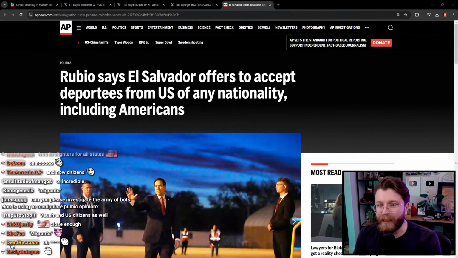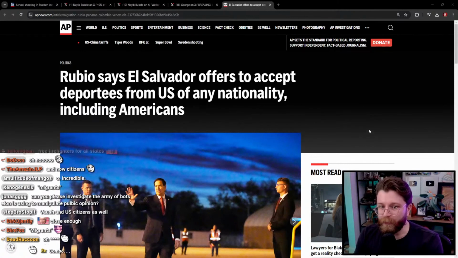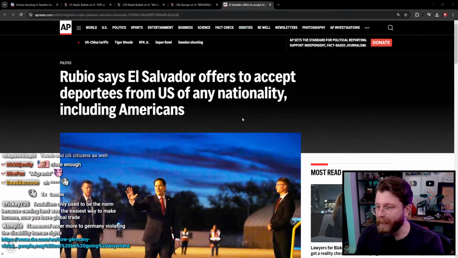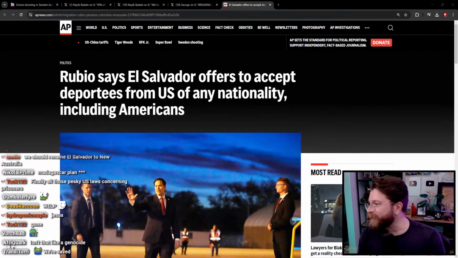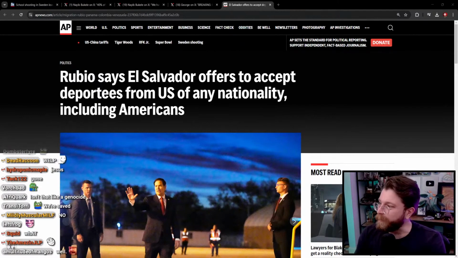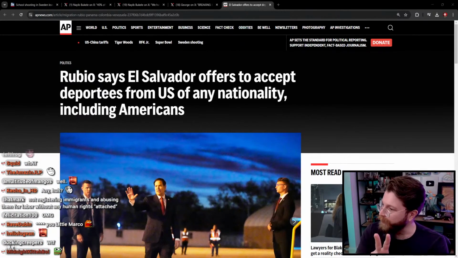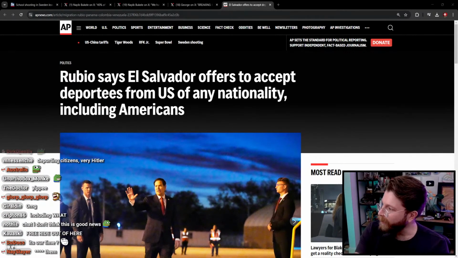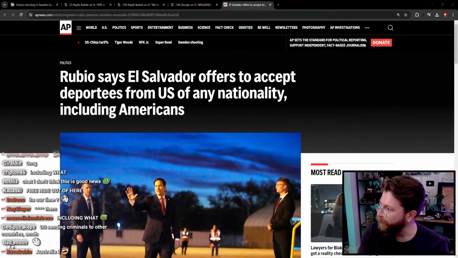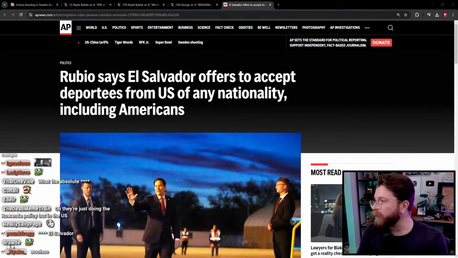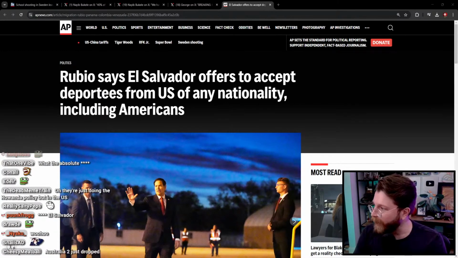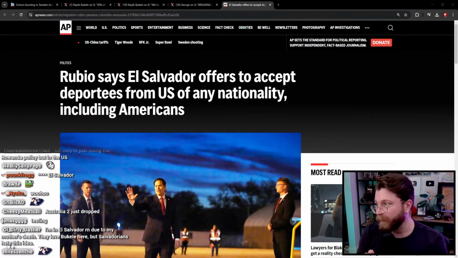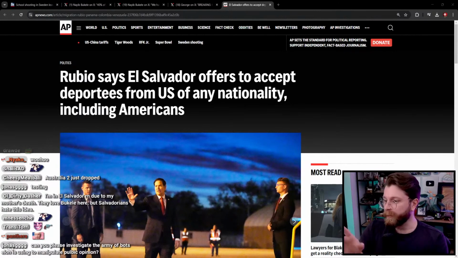Well, I've got more good news. Marco Rubio says El Salvador has offered to accept deportees from the United States of any nationality, including Americans. Prison colony! Let's go! No human rights, no oversight, no media. You want a journalist to look in the conditions of the prisons in El Salvador? Bukele will just shoot them. All of the protections, all the rights you have as an American, already very violated in our prisons, mind you, but you can say goodbye to all of them.